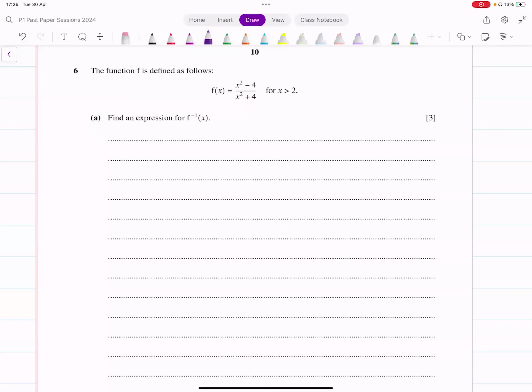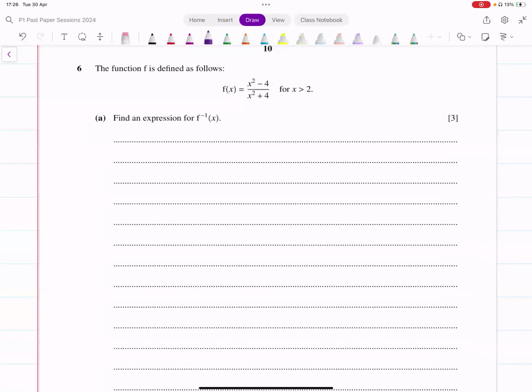It looks like a good question for practice. So I'll have a look at this as well. Question number 6. It says f of x equals (x squared minus 4) divided by (x squared plus 4). This is the function that we've got for x greater than 2. In the first part, it says find an expression for f inverse of x. Now, how do you do that?